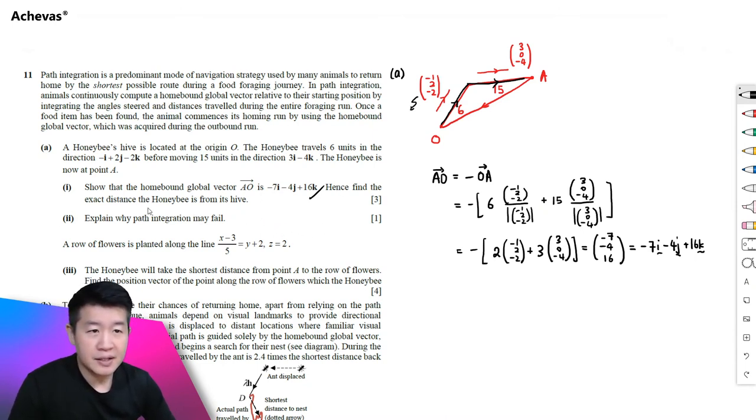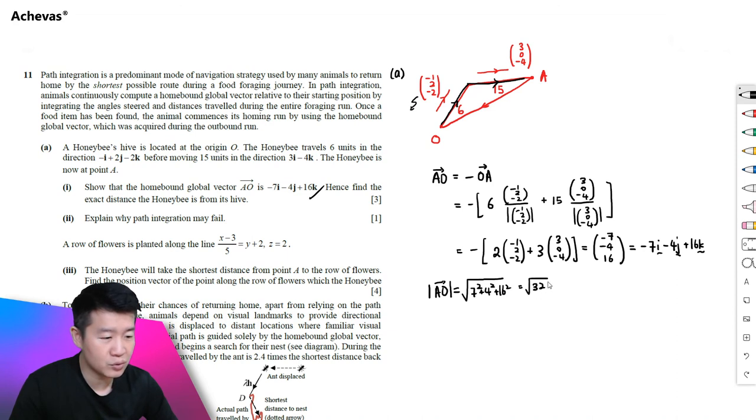And hence, find the distance the honeybee is away from its hive. So the distance is going to be just modulus of AO. This is going to be square root of 7 square, 4 square, 16 square. So this is square root of 321. Okay, 3 marks.